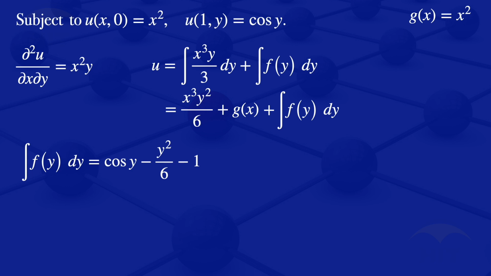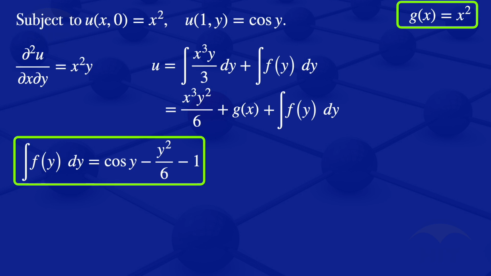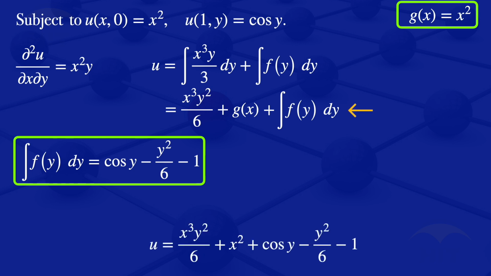So at this stage, we have our g of x here, and we have our integral of f of y with respect to y. We can substitute them here, and what we would have there is our u is equals to x cubed y squared over 6 plus x squared plus cosine y minus y squared divided by 6 minus 1. So that's the solution there for u given those conditions.